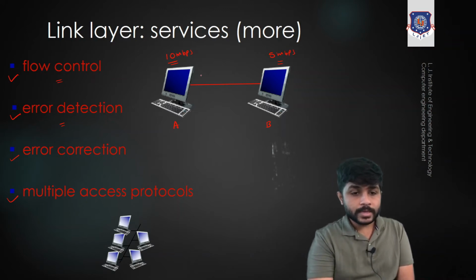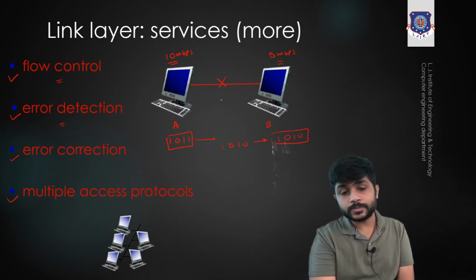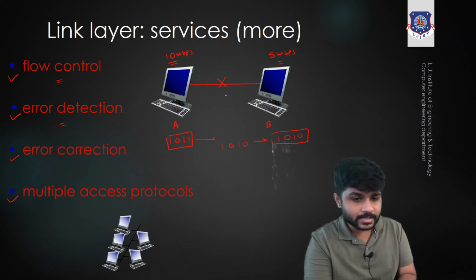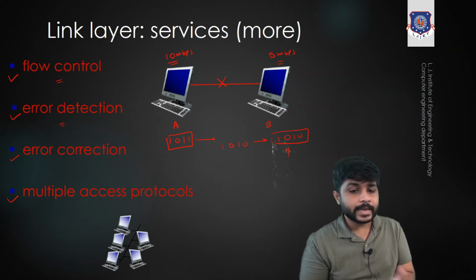The next one is error detection. Now suppose A is sending data which is 1011, and 1011 is sent to B. Because there is some noise present in the link, the data sent by A is changed from 1011 to 1010. So B is receiving 1010 because of the noise on the link. Now you can clearly understand that the value of the data is changed, and if only one bit is changed, the whole data can get corrupted.